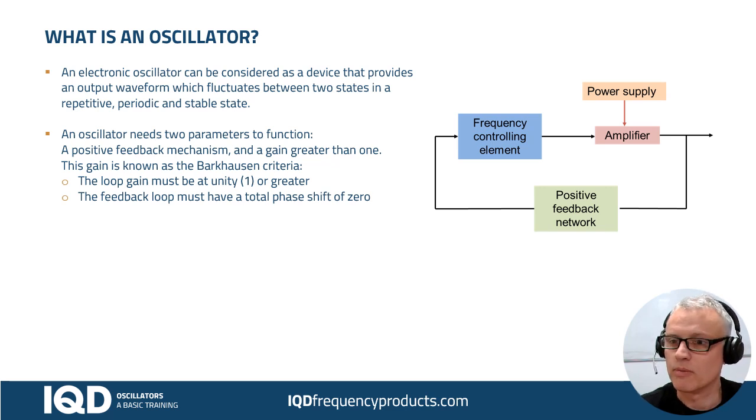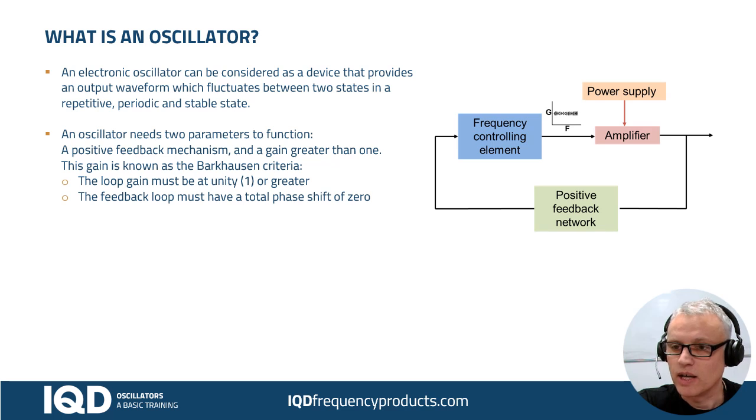So in the diagram on the right here we see an amplifier. We see the output of the amplifier is fed back to the input, and on the feedback loop is a frequency controlling element. So that's something that acts as a bandpass filter.